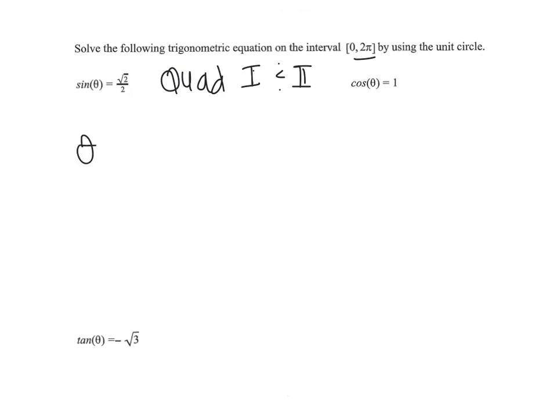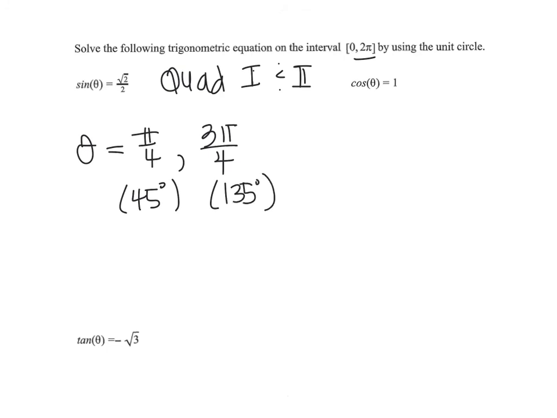So that happens when theta is pi over 4 in quadrant 1, which is 45 degrees. And then in quadrant 2, that is when theta is 3 pi over 4, which is equivalent to 135 degrees. So those are our two solutions in one rotation around the unit circle. You can either have theta being pi over 4 or 3 pi over 4. Both give you sine as being square root 2 over 2.